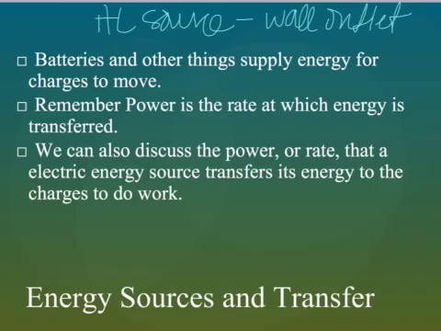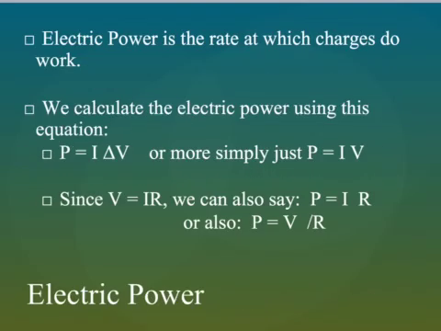Before, we talked about power, and power is the rate at which energy is transferred. That was joules divided by time. We can also discuss the power or rate that electrical energy sources transfer energy to the charges to do work. This is called electric power, and it is the rate at which charges do work. We have this original equation where power equals current times the change in voltage. Most of the time we're just going to start dropping this delta sign, so it's P equals IV.